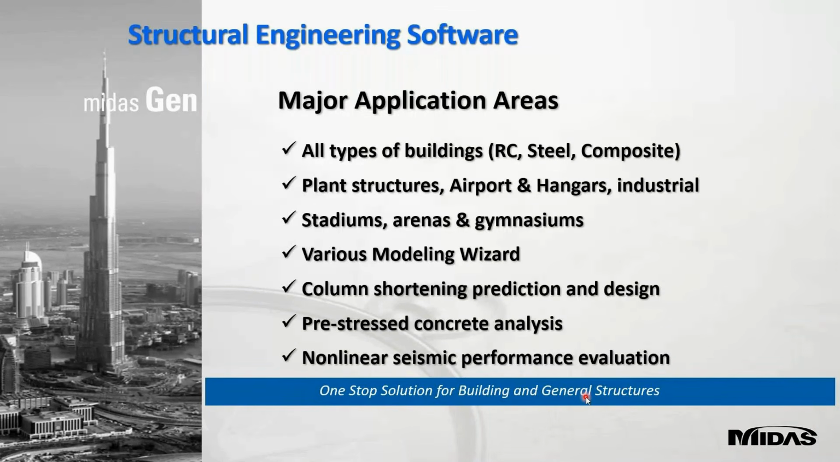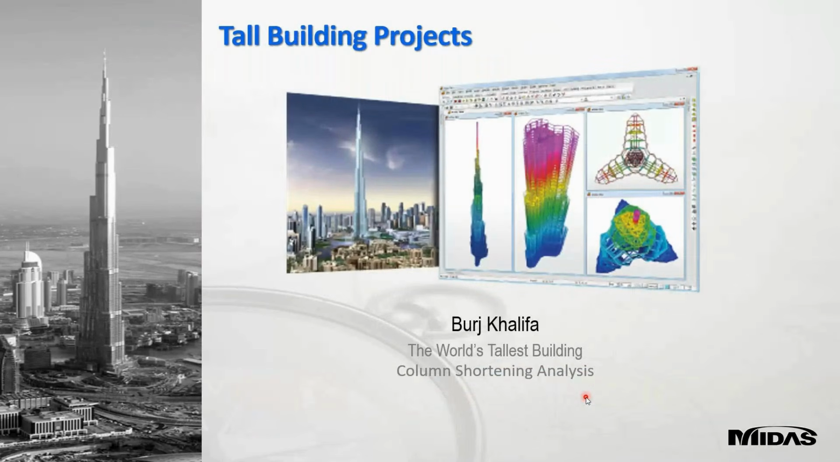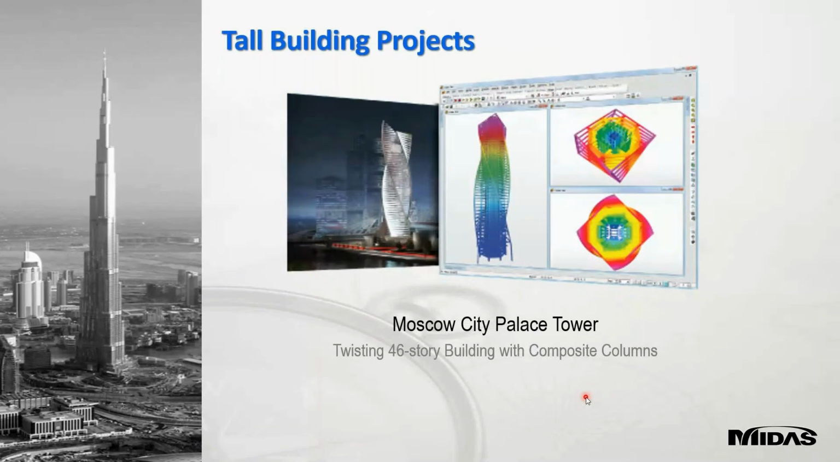Okay. Now talking about the past projects which have been done using Midas Gen software. One of the greatest milestones, we know, is the world's tallest building. It has been used for column shortening analysis in Burj Khalifa with Midas Gen. Then Moscow City Palace Tower, a twisting 46-story building with composite columns. This is again used for column shortening analysis in Midas Gen.